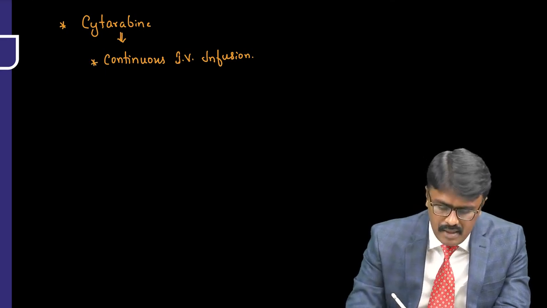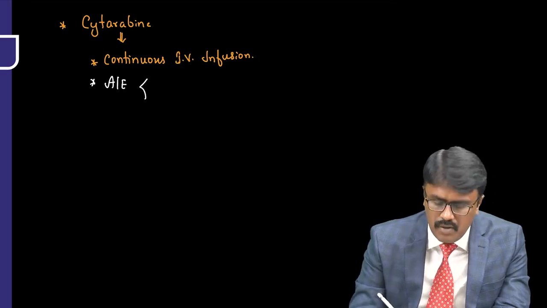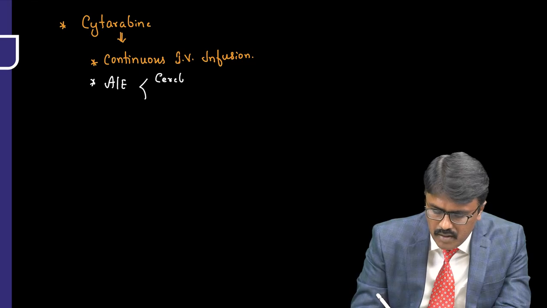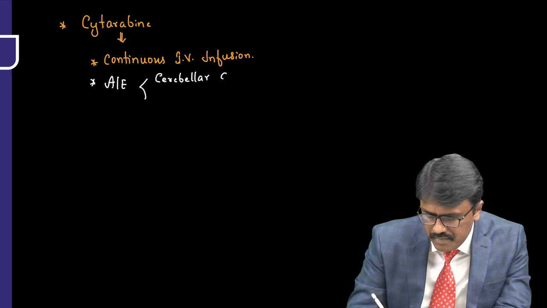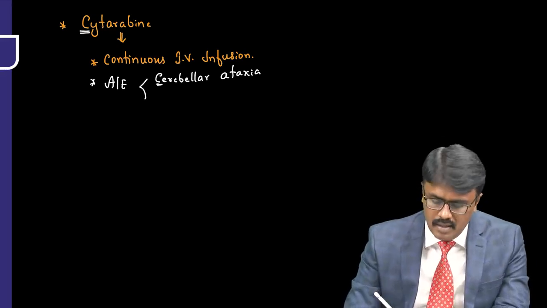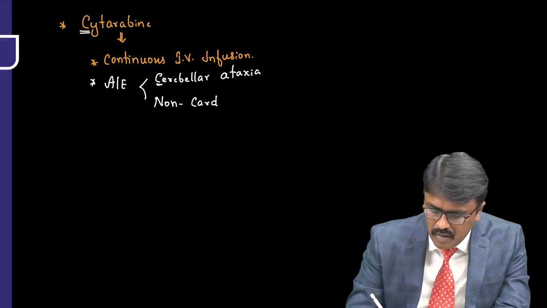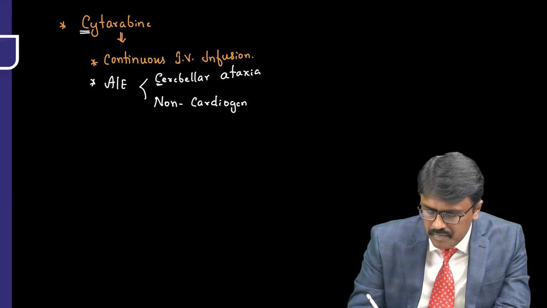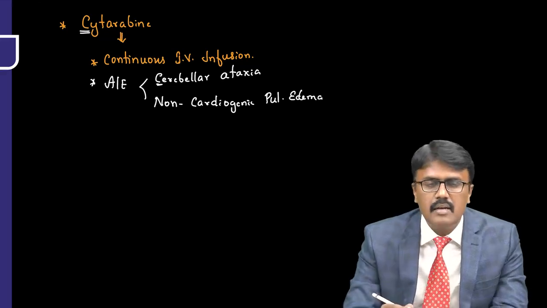And there are two important adverse effects. Number one, it can cause cerebellar toxicity, so the patient will have cerebellar ataxia. Remember the C for cerebellar ataxia. And also it produces non-cardiogenic pulmonary edema. Non-cardiogenic pulmonary edema is seen with cytarabine.